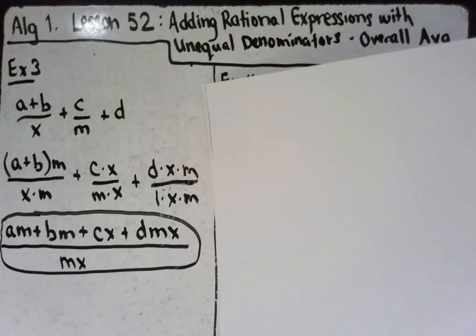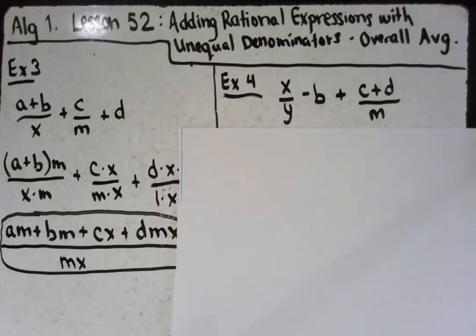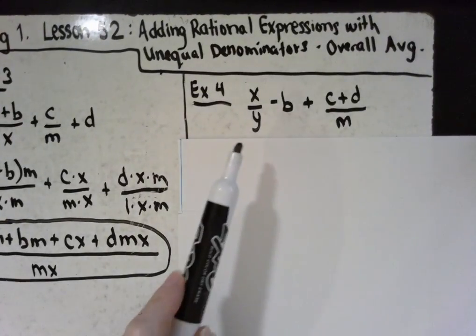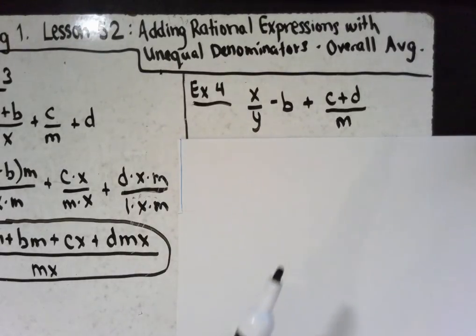The last example for this topic, example 4, I want you to try this one on your own as well. So x over y minus b plus c plus d over m. So find the common denominator and simplify as much as possible. You can pause the video if you like.